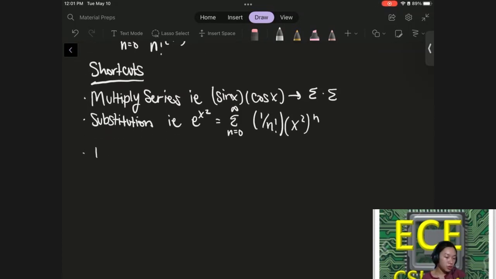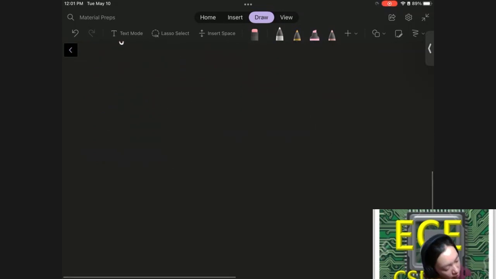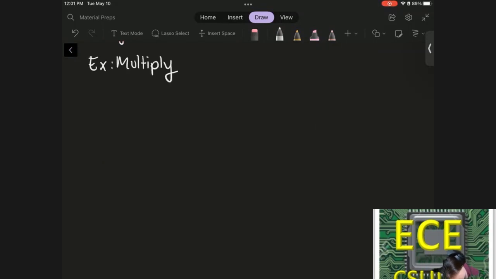And you can integrate it. Integration. So right now I'm going to do an example for multiplying series and for integration. I think substitution is self-explanatory. So let's start off with an example on multiplying series.